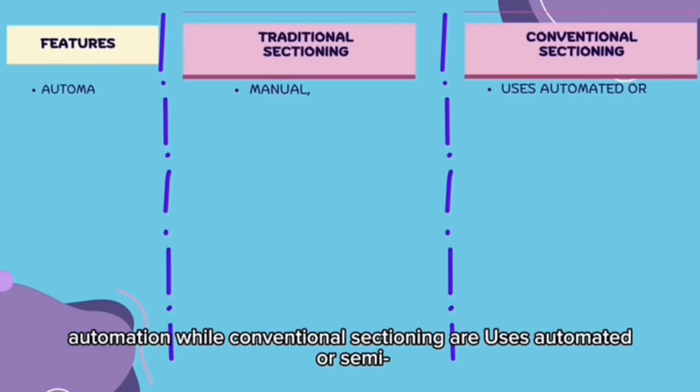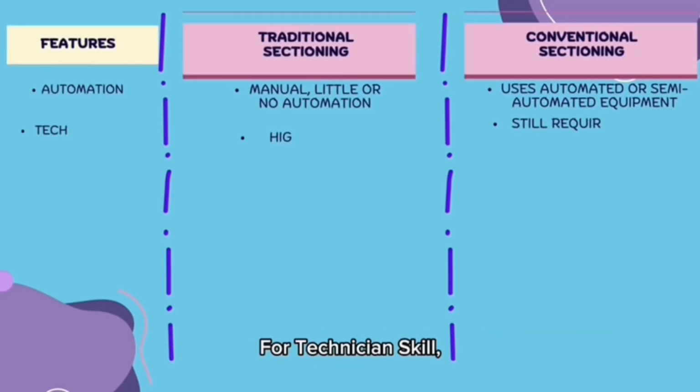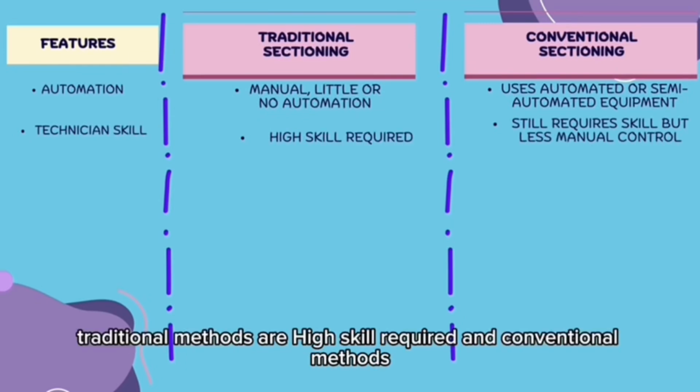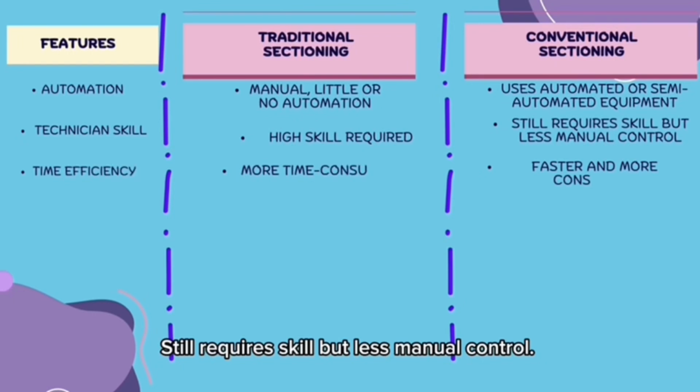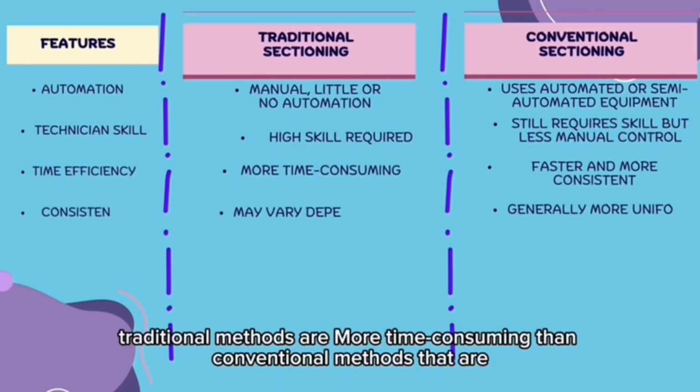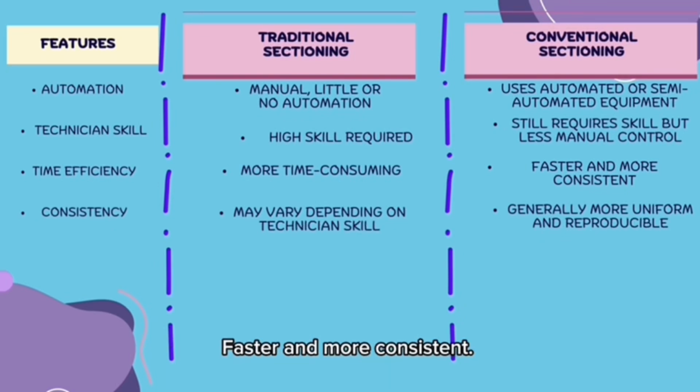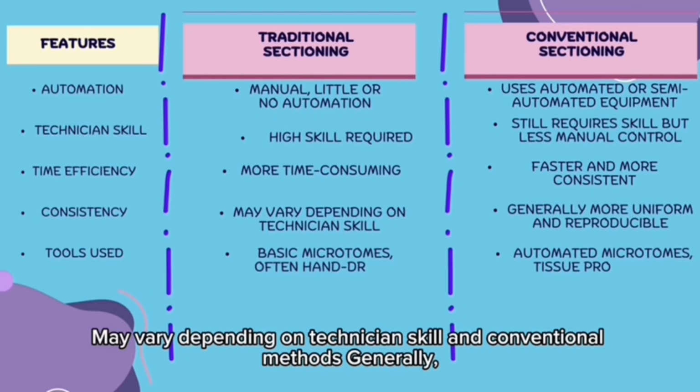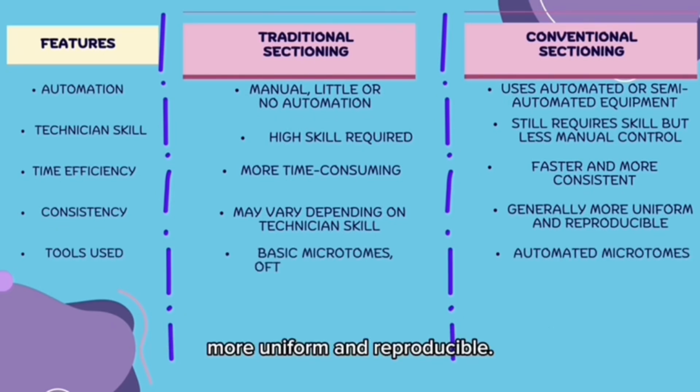For automation, traditional sectioning is manual, with little or no automation, while conventional sectioning uses automated or semi-automated equipment. For technician skills, traditional methods require high skill, and conventional methods still require skill but less manual control. For time efficiency, traditional methods are more time-consuming than conventional methods, which are faster and more consistent. For consistency, traditional methods may vary depending on technician skill, and conventional methods are generally more uniform and reproducible.